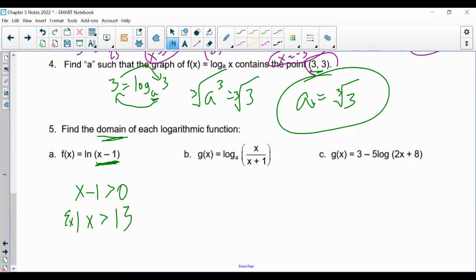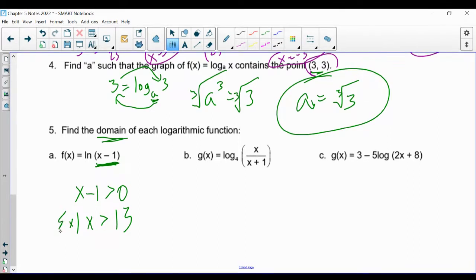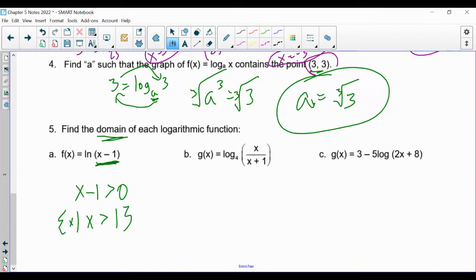We write it in the nice format, right? X such that x is greater than 1. All right. Hey, look at this. Everyone's favorite. We'll skip that one, actually. We're going to go to C real quick because this one, again, you'll see all this other stuff.